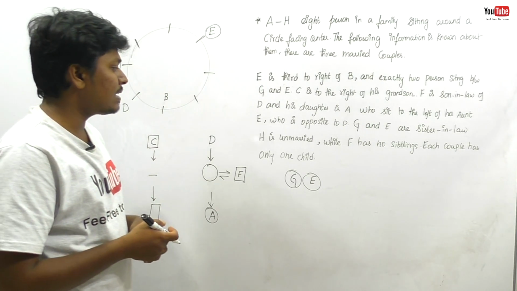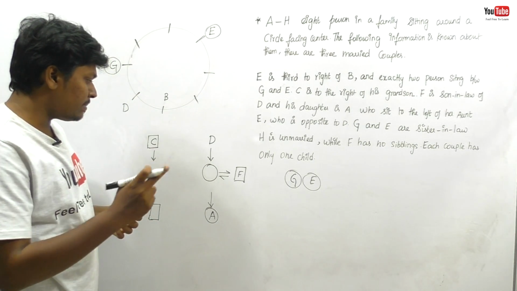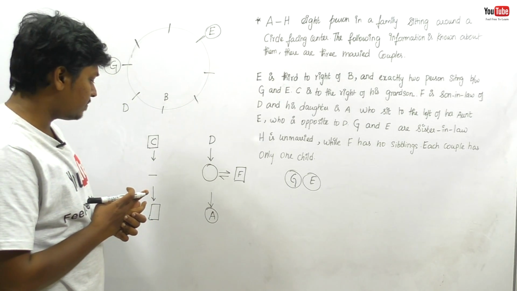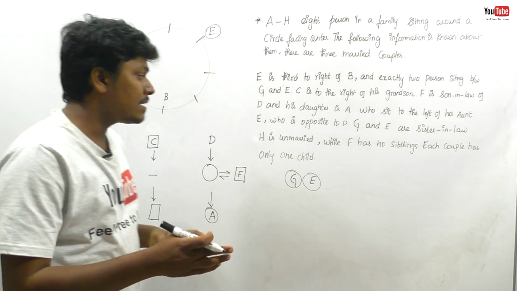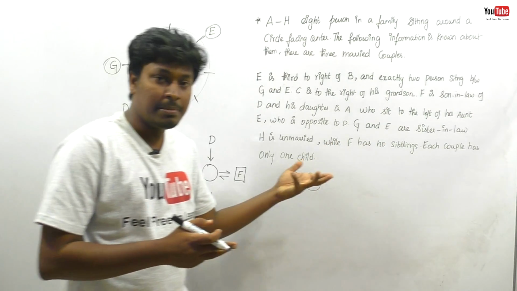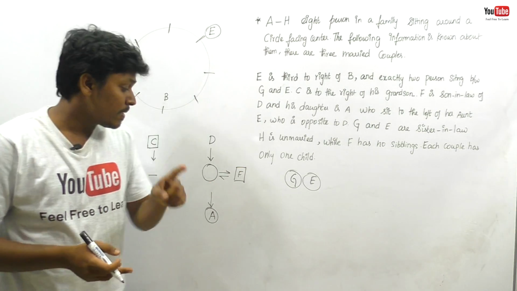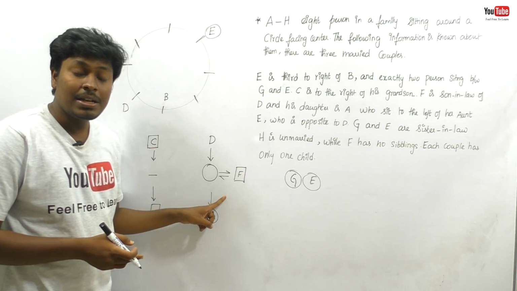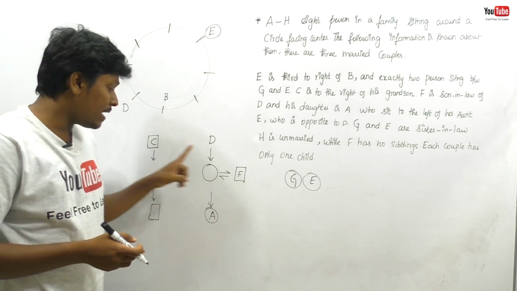Okay, let me move on to the next line. H is unmarried. Okay, they have said that H is unmarried. We don't know where to place H. While F has no siblings. Friends, listen carefully. F is having no siblings. What is the meaning of siblings? F is having no sisters and brothers. So we have one clue that already in this line we have found one thing. Either E should come here or E should come here.